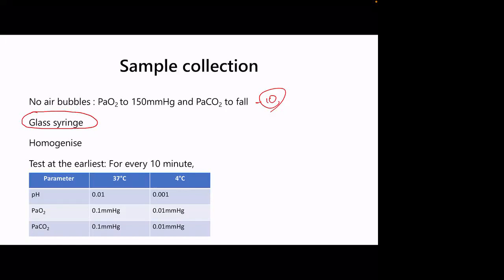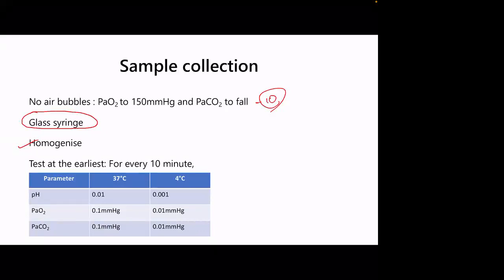And we have to homogenize the sample by keeping it between the palms and rolling it horizontally. Especially in case of capillaries, it's more important because we are testing with very little amount of blood.